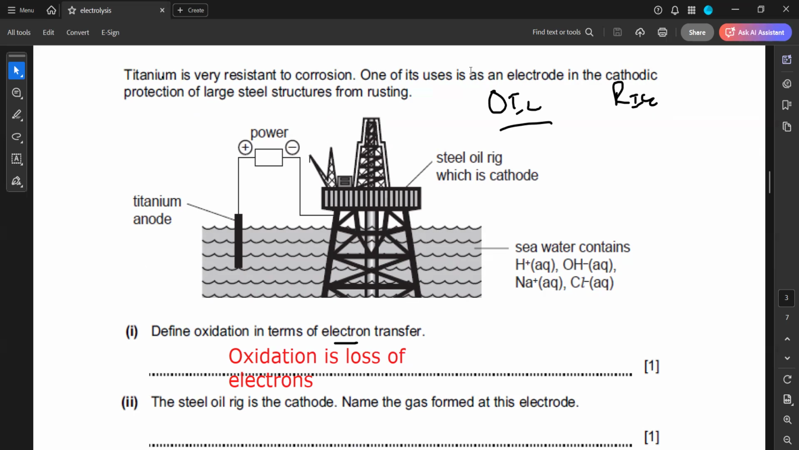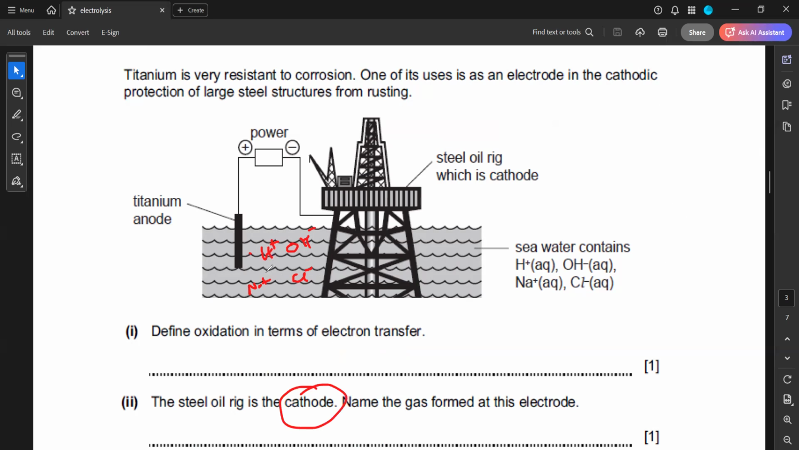Name the gas formed at the electrode. These are the ions present: sodium ion, hydrogen ion, hydroxide ion, and chloride ion. We have a cathode and anode, so which ion will move? This is electrolysis we are doing. We want to find which will move towards the cathode. The less reactive positive ion will move towards the cathode. Which is less reactive, hydrogen or sodium? Hydrogen. So hydrogen will move there. We just have to name the gas, so we'll write hydrogen.